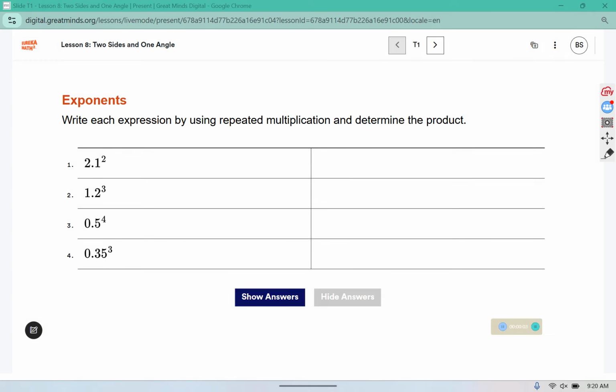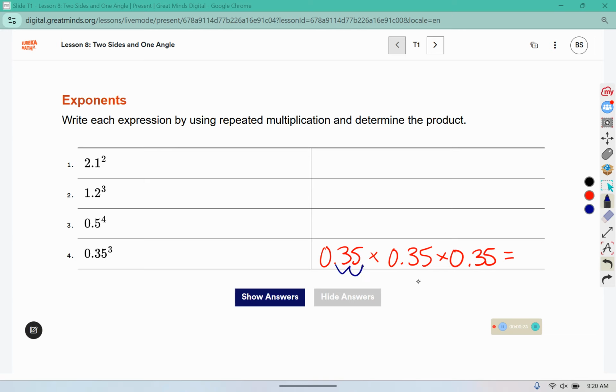Write each expression by using repeated multiplication and determine the product. So here with the exponent of 3, that would mean that we need 0.35 times 0.35 times 0.35. We should have 3 of them written out. So there's 1, 2, 3, 4, 5, 6 decimal places in our question. So in our answer, we should have 6 as well. We can pretend those aren't there for the time being and then just stick them in at the end.